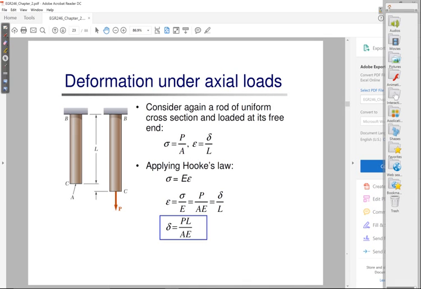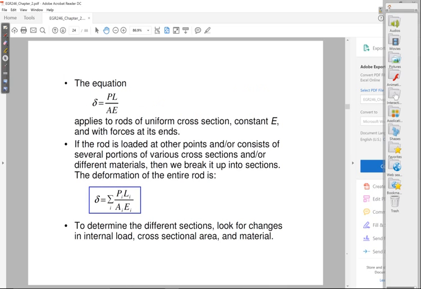All right, so that's what happens if you had a single rod. Where this becomes a little more difficult, okay, is if you have multiple rods. So let's take a look at that.